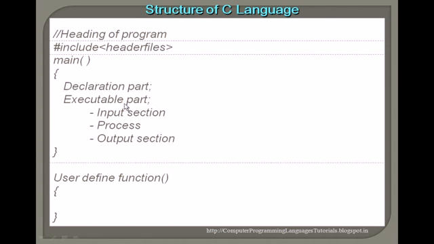Then there is the executable part, where you first write an input section. What you need to perform the program is the input section. Then perform the calculation by using the process section and display the output. Then what is this part? This part you need when you want to create your own functions and use them in a C program. It is not a compulsory part, but for the first program you need this one part.